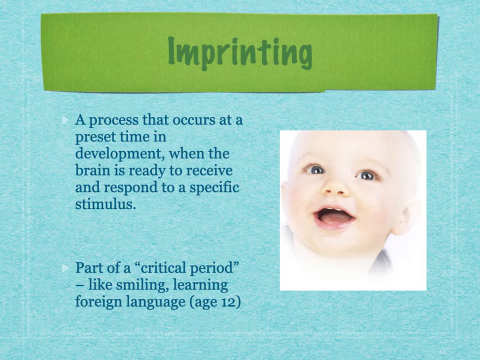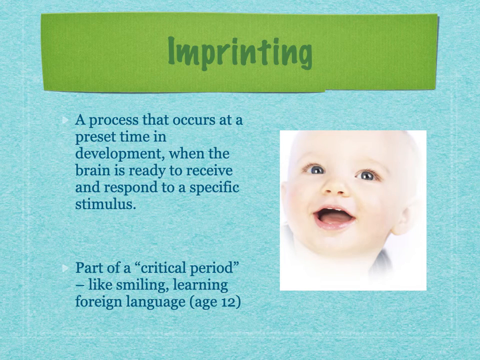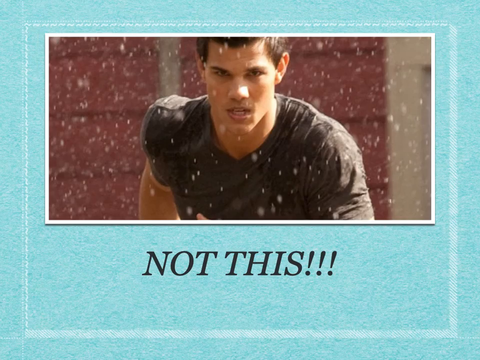Learning a foreign language is that way. It's one of the things we do kind of backwards here in the United States. We actually start you out a little too old on those foreign languages. There are a lot of countries where they do that a little sooner, and it's a little more critical. So this is imprinting. Not this. This is that weird Twilight book movie series, right? And I don't even want to know what the imprinting was here. So imprinting is this, not this.